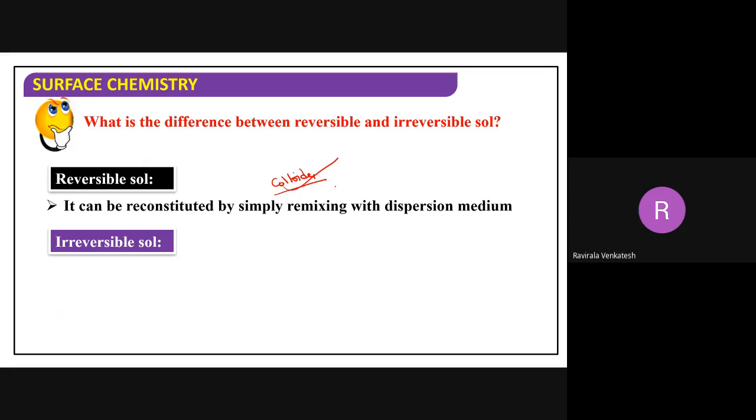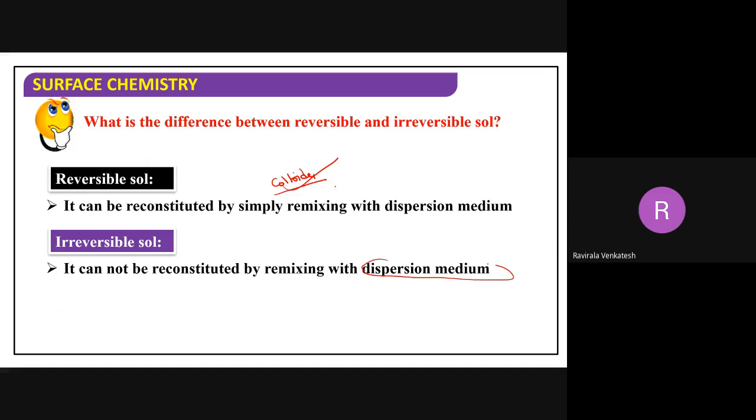But for irreversible sols, once we get a precipitation, what happens? Once we get the precipitation, even if you remix with the dispersion medium, getting it back is very difficult. Regaining is difficult in an irreversible sol.